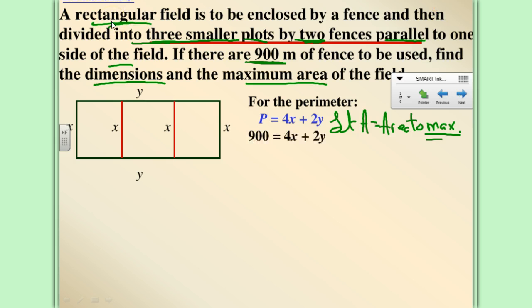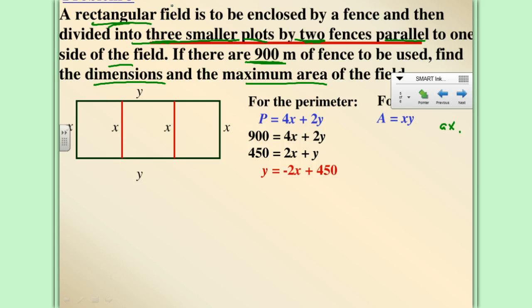So what's the equation? Oops, I wrote right on top of my equation. Let A equal the area to maximize. Area is X times Y.